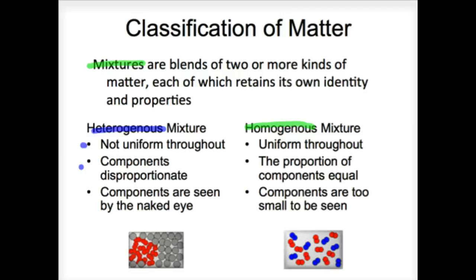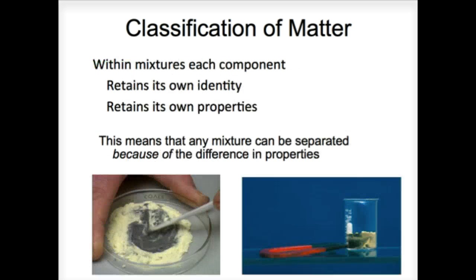The next thing I want you to notice is the difference in the particle diagrams here. You really want to be able to distinguish and draw and diagram the particle diagrams for mixtures and pure substances. Now, whenever we have a mixture, the main thing to remember is that all mixtures retain their identity and they retain their properties. And that retention of properties is what allows any mixture to be separated. So I can separate a mixture strictly because it retains those properties.